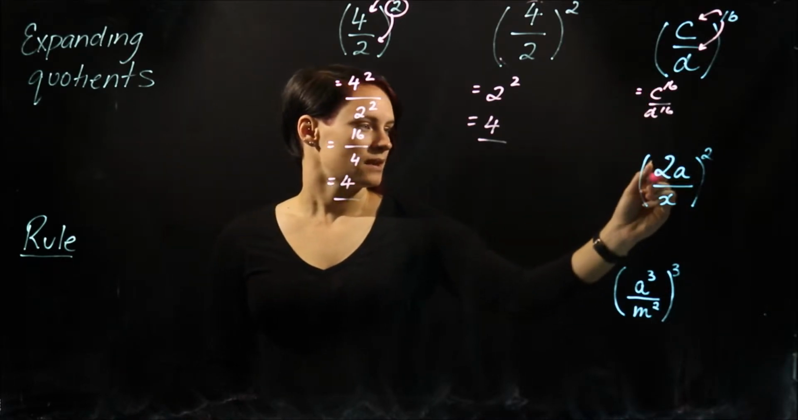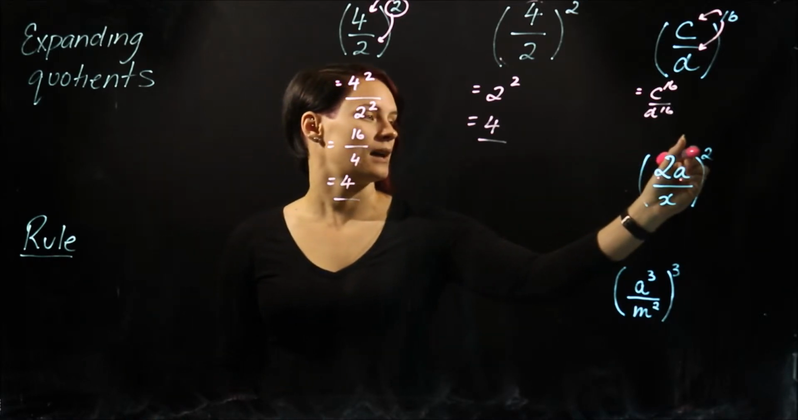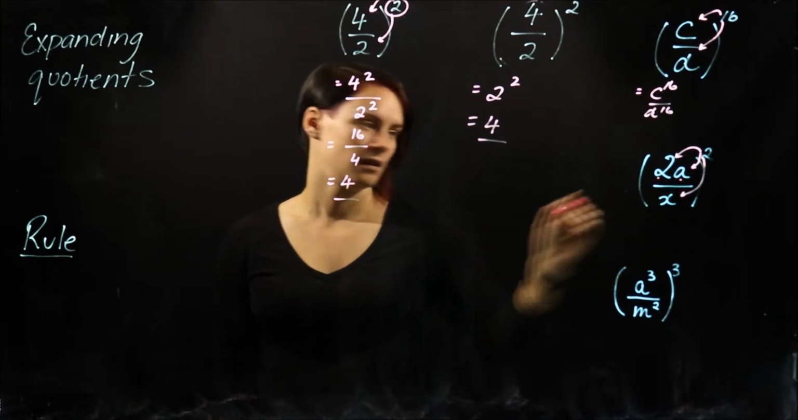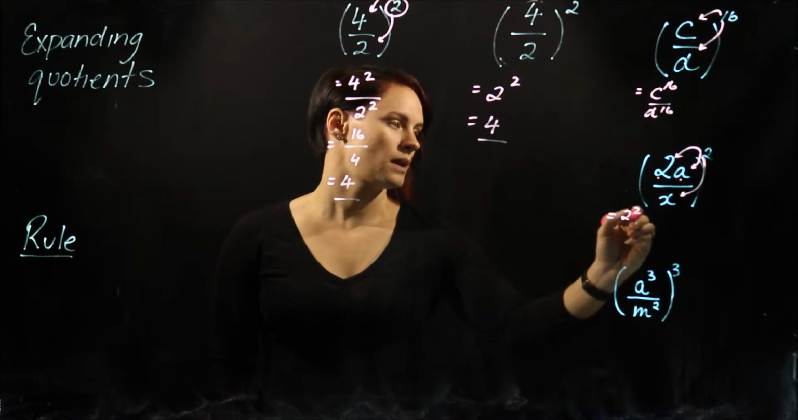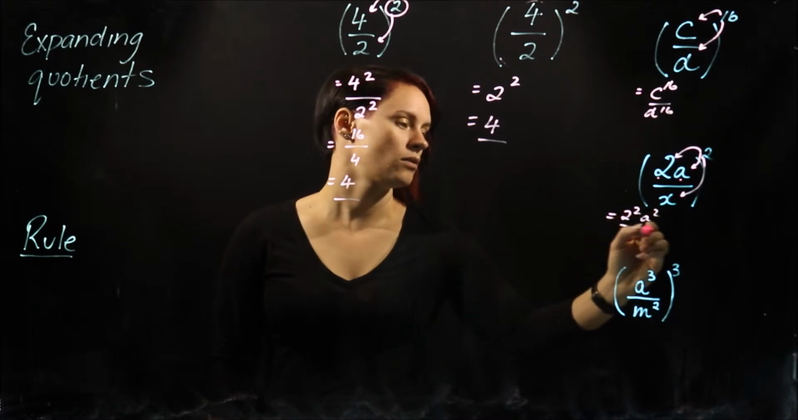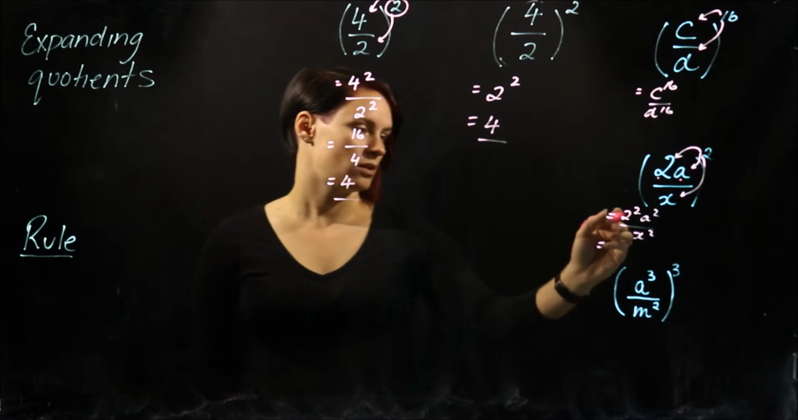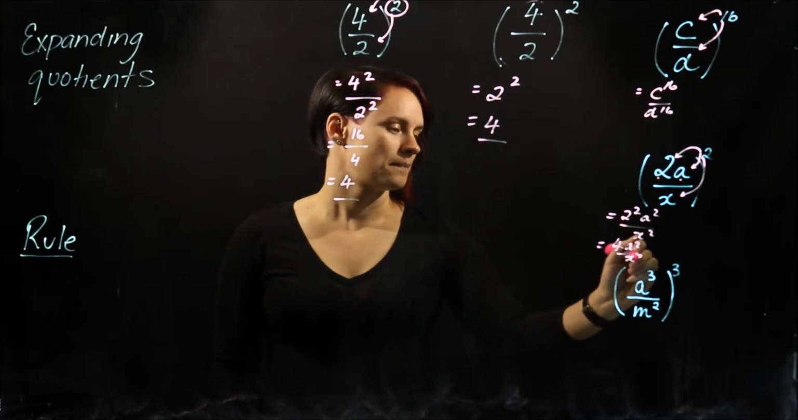Right, in this case, we've actually got 2 terms on the top, so we can't forget to apply that power of 2 to every single term, plus the one on the bottom. So we would end up with 2 squared a squared over x squared, and we could take it one step further by saying we know that 2 squared is 4, and we leave everything else as it is.